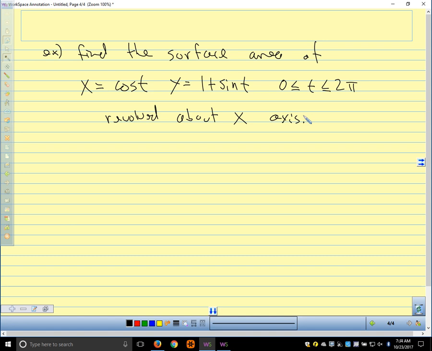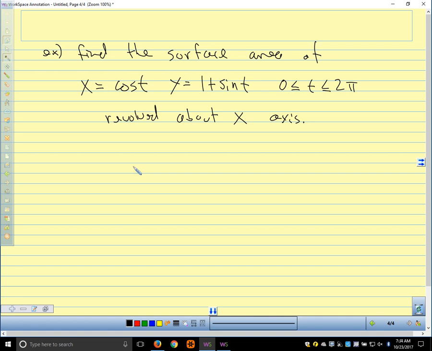Well, if I were to eliminate the parameter, for this portion, I would have to say y minus 1 equals sine t. And then x squared plus y minus 1 squared equals 1. So it's shifted up 1. So it's a circle shifted up 1. So what we're finding is the surface area of kind of a torus, a donut shape. So we're revolving that circle, shifted up 1, about the x-axis.